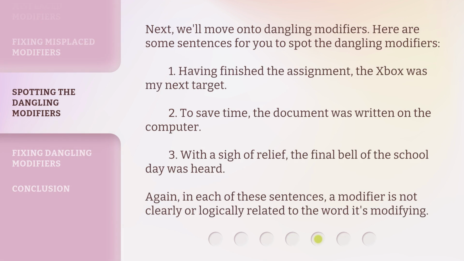Next, we'll move on to dangling modifiers. Here are some sentences for you to spot the dangling modifiers. 1. Having finished the assignment, the Xbox was my next target. 2. To save time, the document was written on the computer. 3. With a sigh of relief, the final bell of the school day was heard. Again, in each of these sentences, a modifier is not clearly or logically related to the word it's modifying.